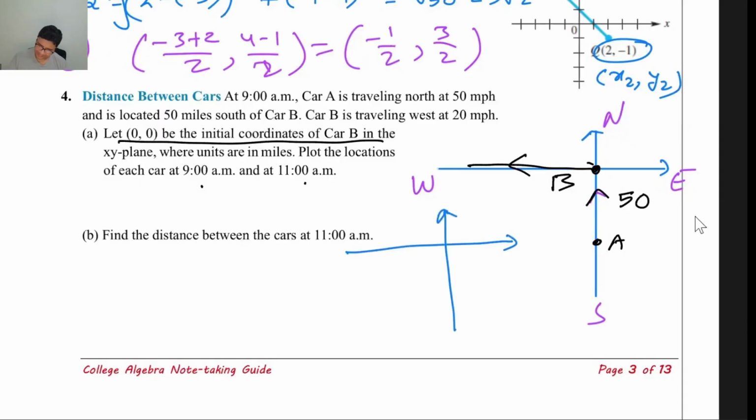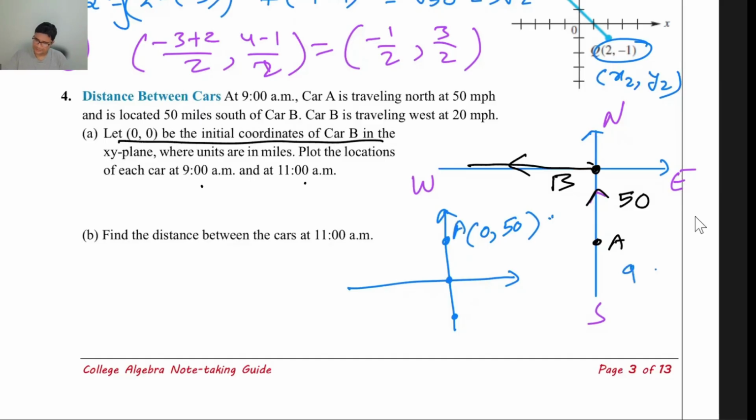Okay, at 11 a.m., car A would have traveled, speed is 50 miles per hour. So from 9 a.m. to 10 a.m., it would have reached the origin, 50 miles. Then another 50 miles at 11 a.m. Okay, that is car A at 11 a.m. This is 9 a.m. Here we are at 11 a.m.